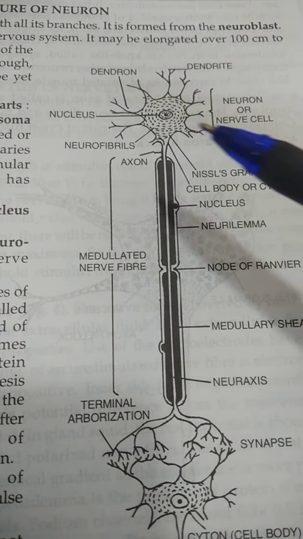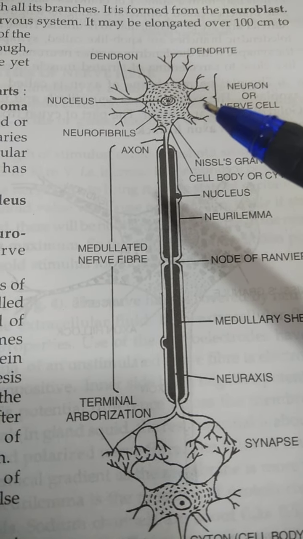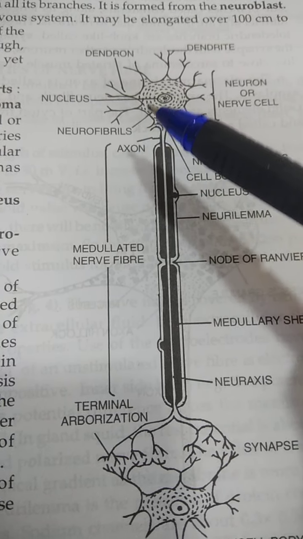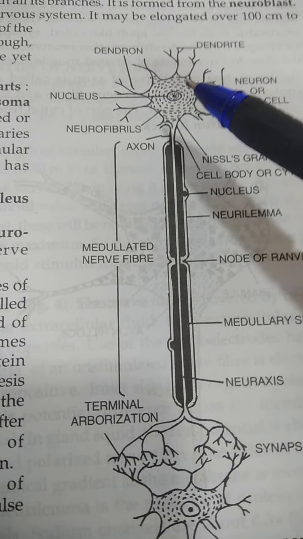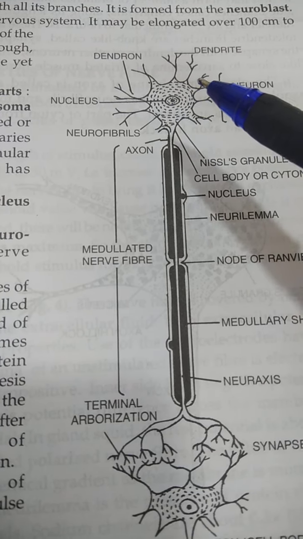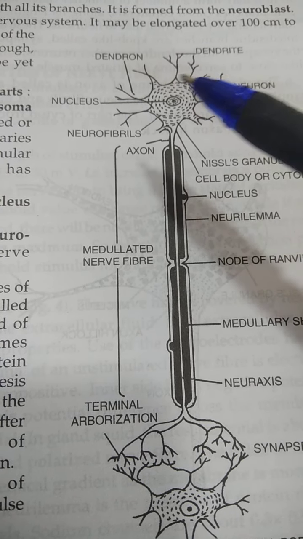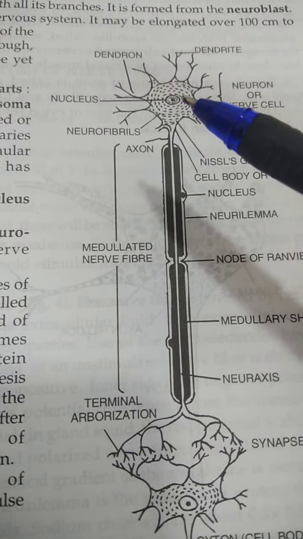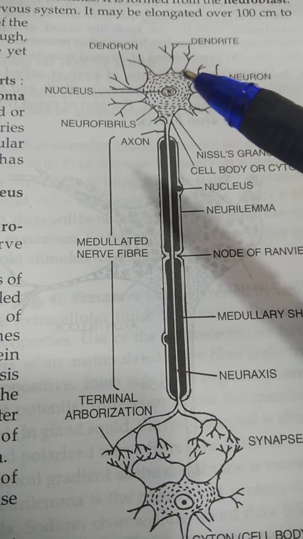This is the multi-nucleated nerve fiber, and the nucleus lies in the center. The lines which you can see are all neurofibrils. Then we have the dendron. The branches coming from the neuron are called the dendron, and 2-3 branches together, the plural is dendrite. So this is the nerve cell, with the nucleus in the center and neurofibrils which are dash type.